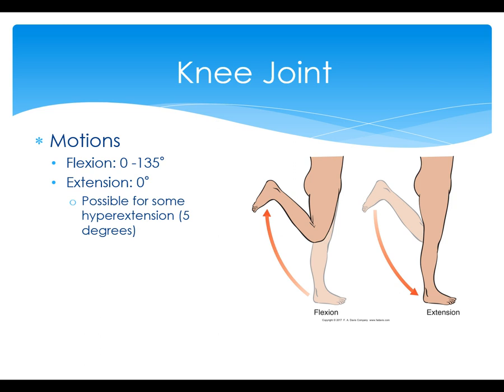For extension, 0 degrees is the norm. However, it is possible for some people to go into hyperextension, which is about 5 degrees or so. Anything beyond 5 degrees is considered a genu recurvatum, which we will cover here in just a little bit.